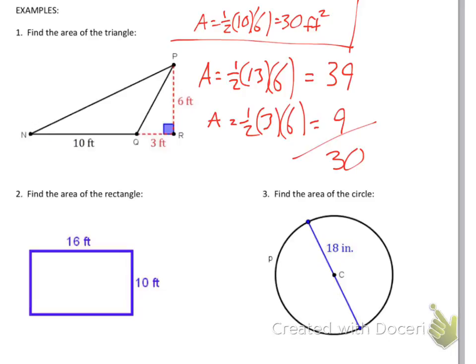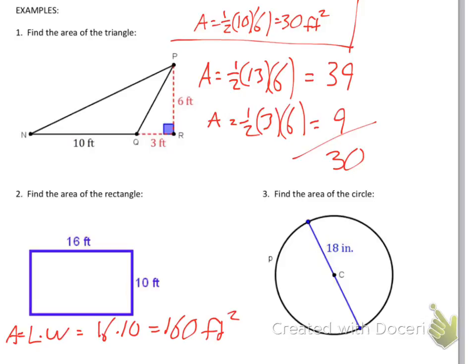Area of the rectangle. That's an easy one. Area of a rectangle, length times width, which is 16 times 10. 160 feet squared.